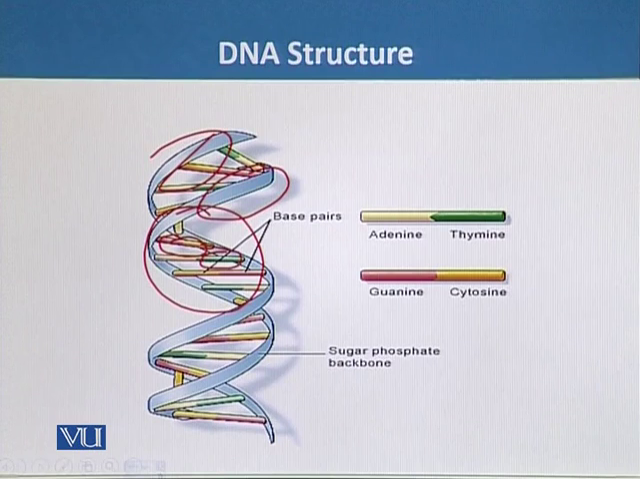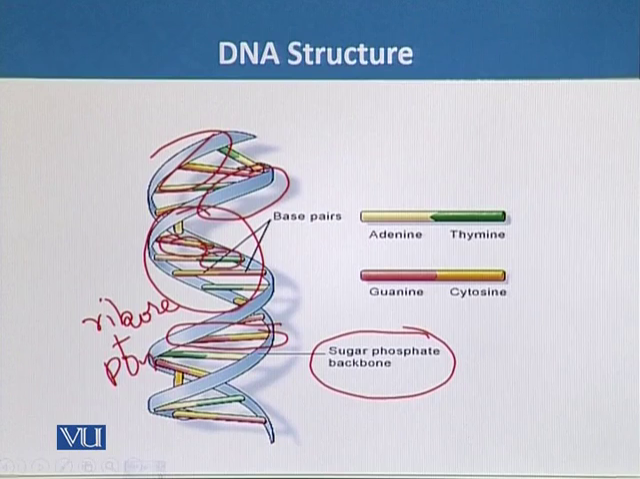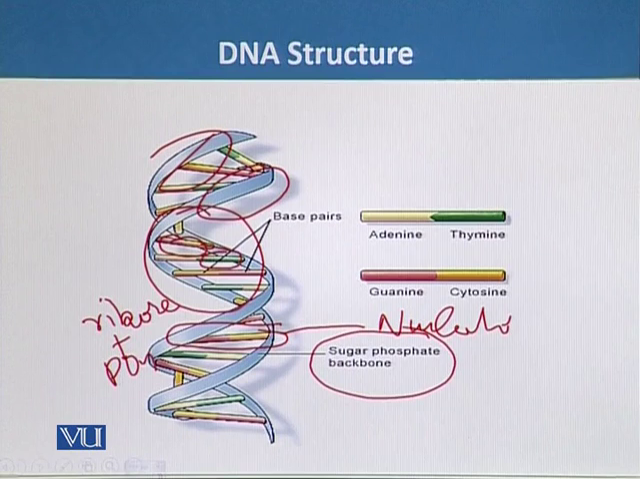The double helix of DNA consists of molecules called ribose plus phosphate molecules, and these form the sugar phosphate backbone. And then there are sections called nucleotide bases. So the sugar plus phosphate and the nucleotide bases together form the nucleotide. Nucleotides consist of 4 bases.